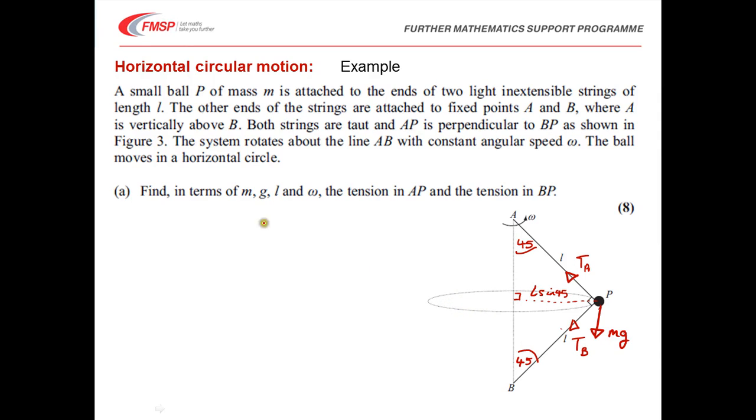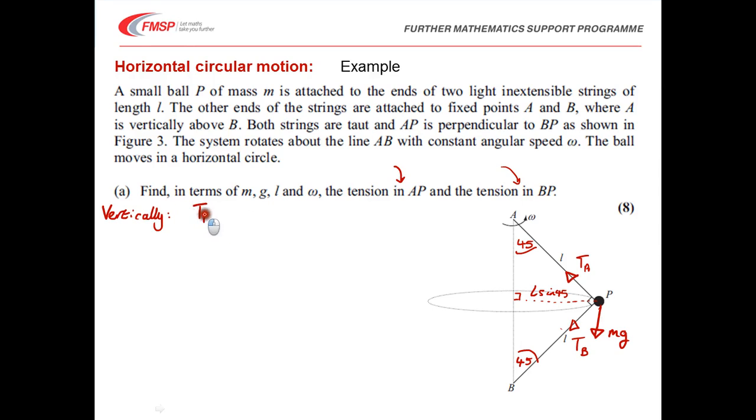Okay, so we've got to find an expression for the tension in AP and an expression for the tension in BP. This is what we're looking for. We said on the previous slide that there are only ever two techniques that you can use, and in this case we're going to need both of them. The first one is we're going to look at the vertical direction, and we know that in the vertical direction there's no movement. The ball stays in that horizontal circular path, so there's no motion vertically, which means that the forces must balance.